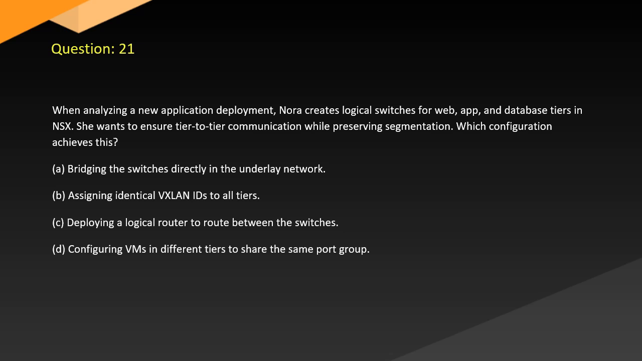Question 21. When analyzing a new application deployment, Nora creates logical switches for web, app, and database tiers in NSX. She wants to ensure tier-to-tier communication while preserving segmentation. Which configuration achieves this? A. Bridging the switches directly in the underlay network. B. Assigning identical VXLAN IDs to all tiers. C. Deploying a logical router to route between the switches. D. Configuring VMs in different tiers to share the same port group.